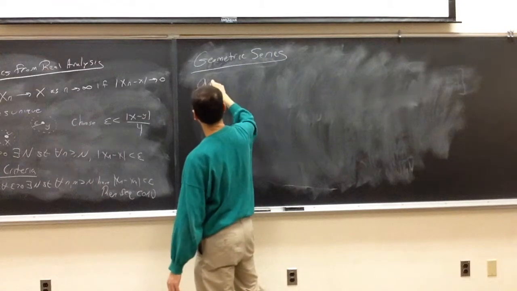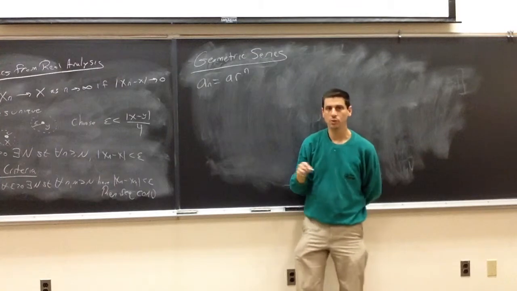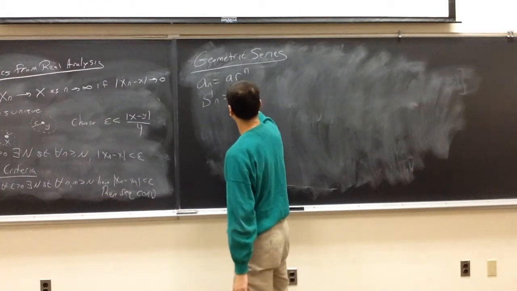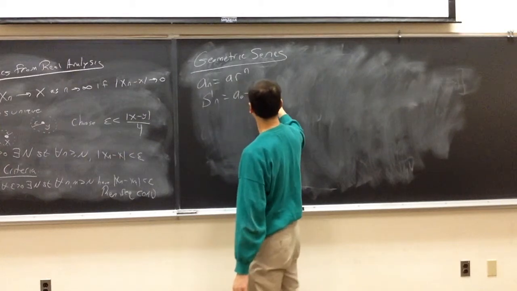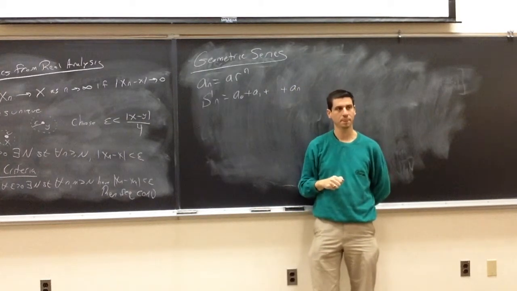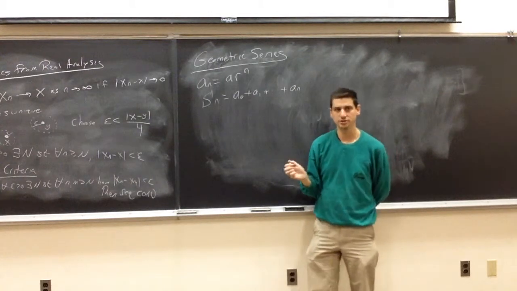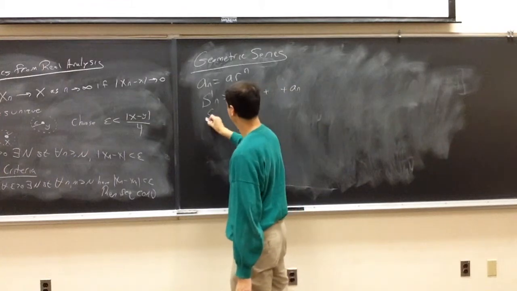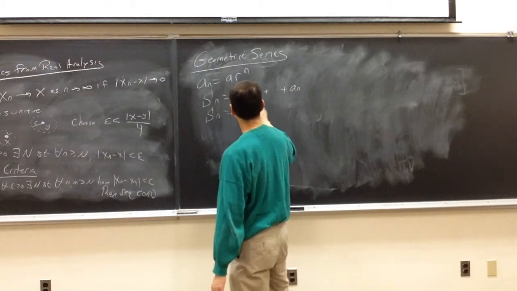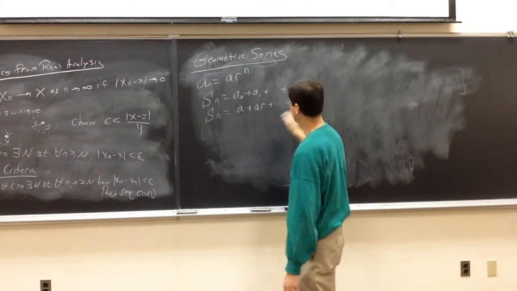So a_n is going to be ar^n. And what we'll let S_n be is a_0 plus a_1 plus ... plus a_n. It's the sum of the first n terms. Frequently, we do the special case when a equals 1. It's not that much harder to do the general case. So we would have S_n is a plus ar plus ... plus ar^n.